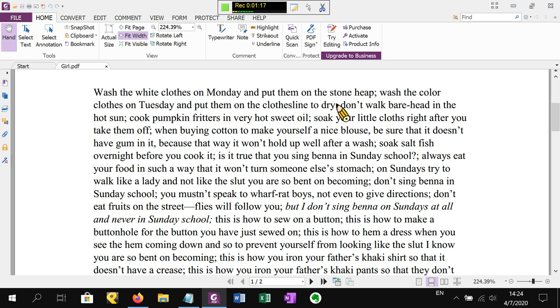Some of you might be thinking, "Don't walk barehead in the hot sun," might be kind of a funny thing, but actually, this is very practical. If you live on a tropical island, it's hot all the time, then your culture likely does not encourage long hair. And if you have short hair or no hair, and you walk barehead under the sun, then your head would get burnt. So it's very practical.